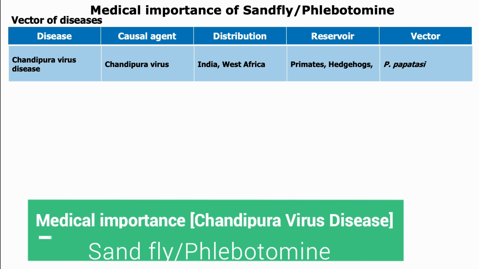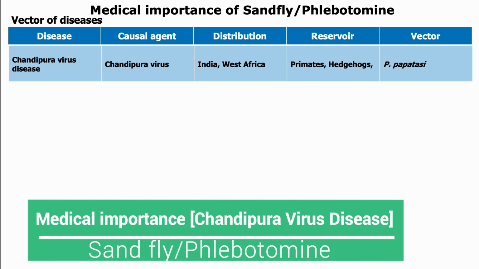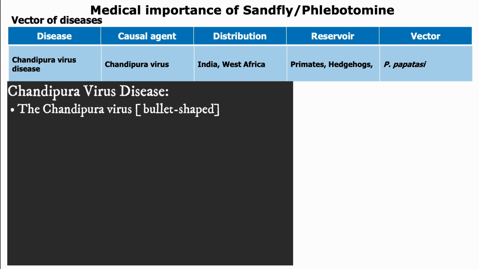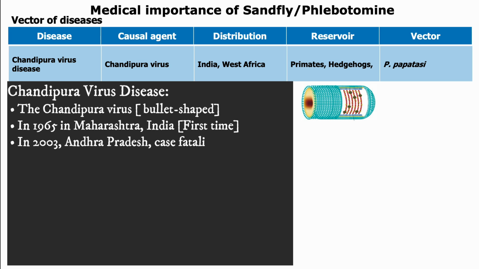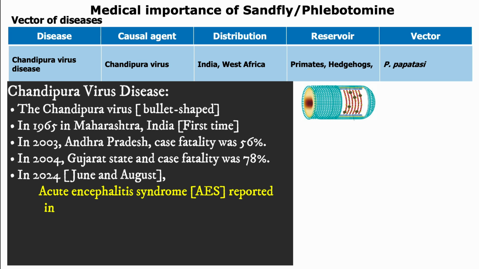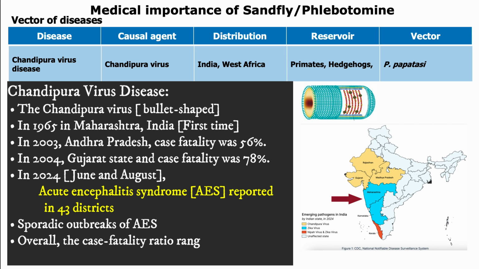Sandfly act as the primary vector of the Chandipura virus. I would like to give you some brief information about this disease. The Chandipura virus is a bullet-shaped virus like rabies virus under the Rhabdoviridae family. It was first detected in 1965 in 2 humans in Maharashtra, India.